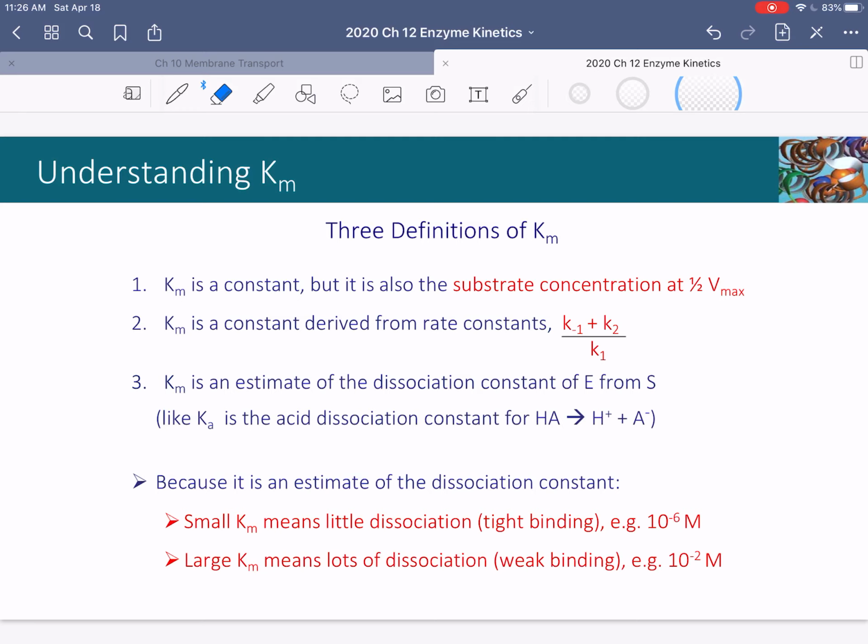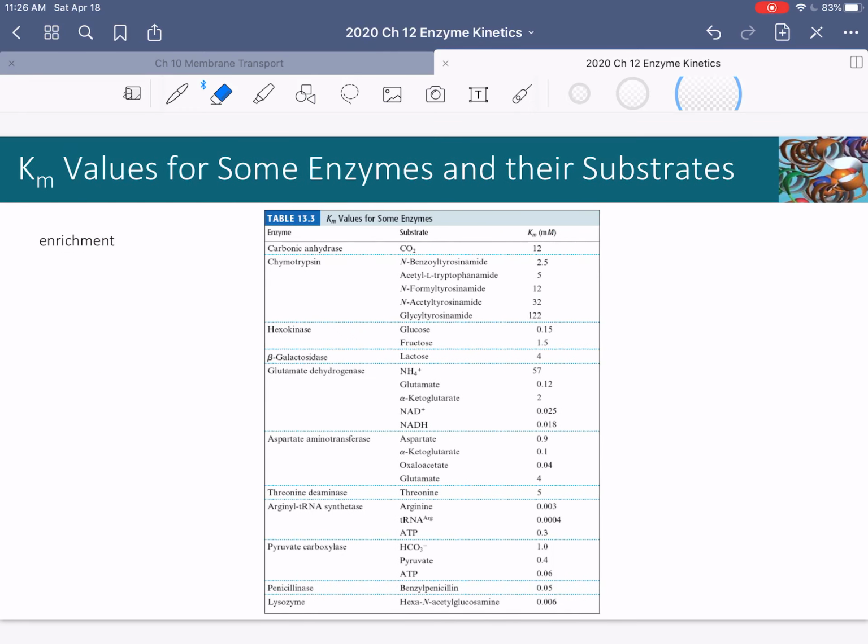And so that's the slide that we ended on, and I just want to use that in this example shown here. If we look at KMs for different enzymes, we can see that some KMs are large, and those are shown at the top. Carbonic anhydrase has a Km of 12 millimolar, and down here, lysozyme has a small Km.